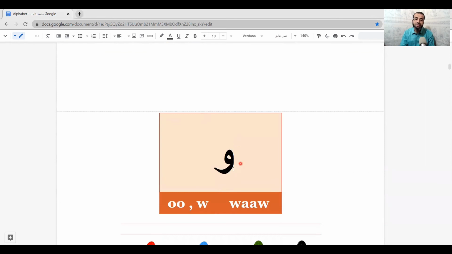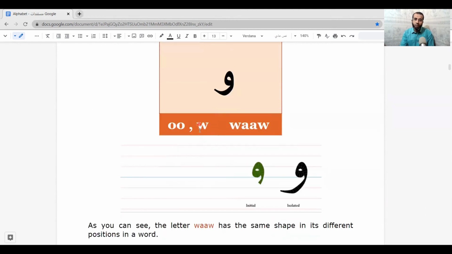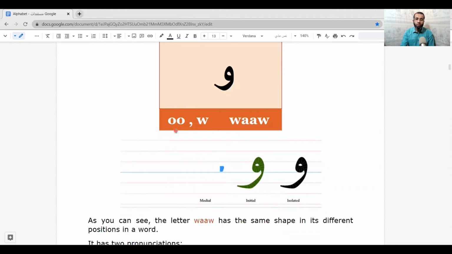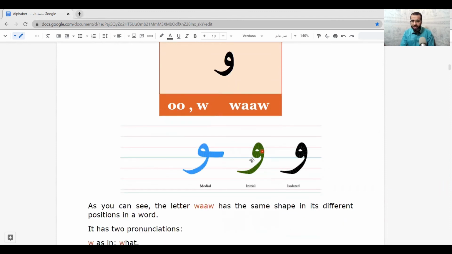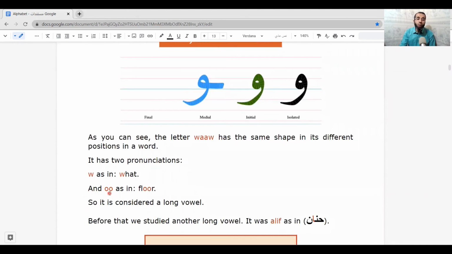The next letter is this. It's called wow. Wa or woo. And it's written like this. As you can see, the letter wow has the same shape in its different positions in a word. It has two pronunciations. Wa as in what, and woo as in floor. So it's considered a long vowel.